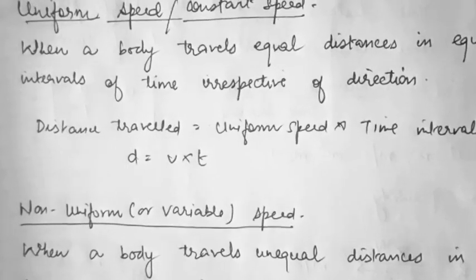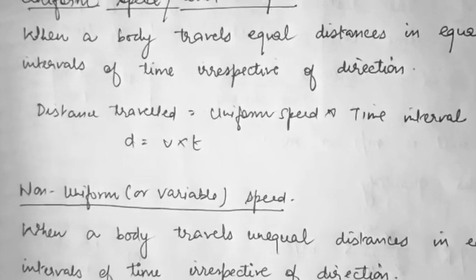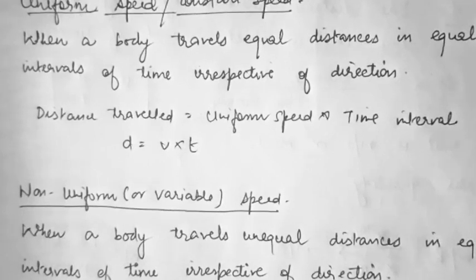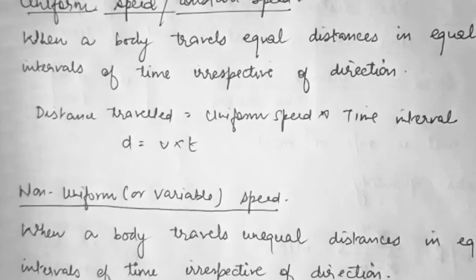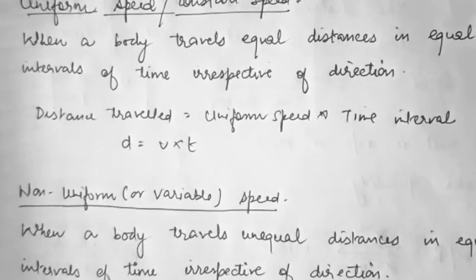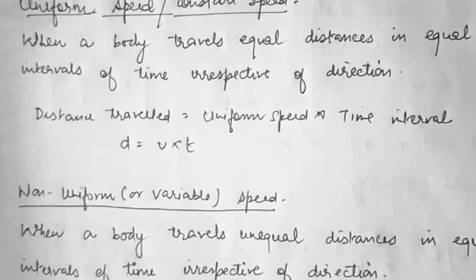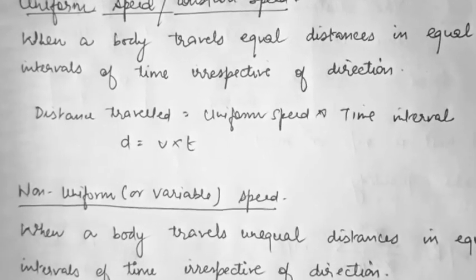In the last lecture we also saw uniform motion. Similarly, there are two types of speed, that is uniform speed and non-uniform speed. If the body travels equal distance in equal interval of time irrespective of direction, then it is said to have uniform speed. Why irrespective of direction? Because speed is a scalar quantity, and if we take direction, speed changes to velocity, and velocity is a vector quantity. We will see velocity later.